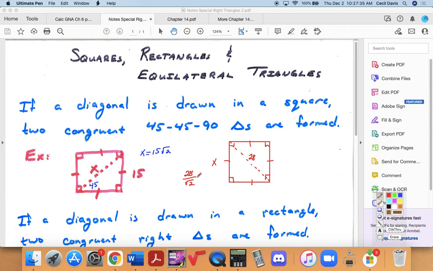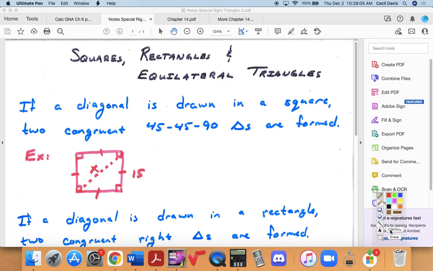How are we going to rationalize the denominator? Multiply by the square root of 2 over the square root of 2. Exactly right, and well said. You multiply by the square root of 2 over the square root of 2. So that'll be 28 square roots of 2 over 2, which is 14 square roots of 2. Everybody good on that? Okay.